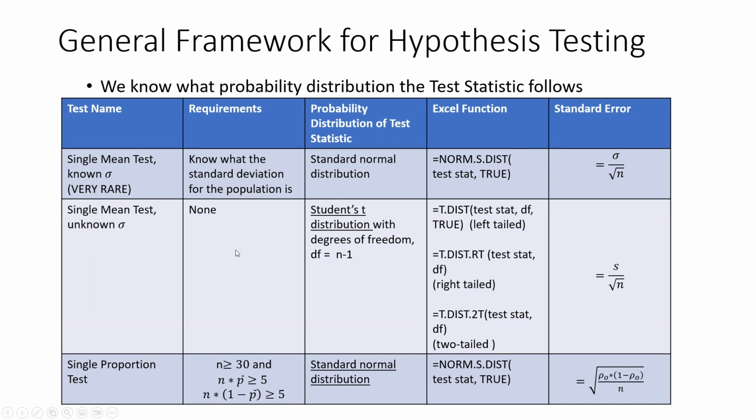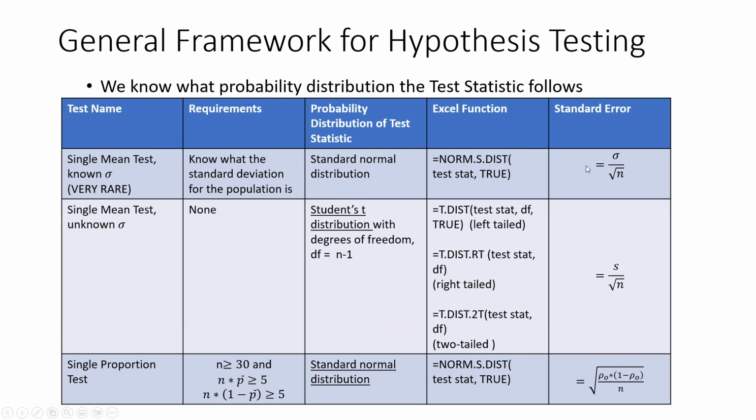The requirements for using this test are none, and it's governed by the student's t distribution with degrees of freedom given by n minus 1, n being the sample size that you have. If you do know sigma, then it just follows a standard normal distribution.